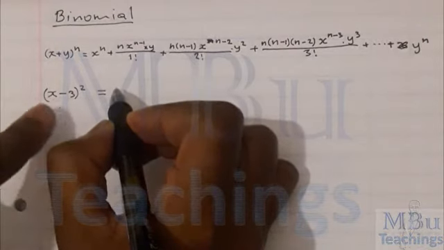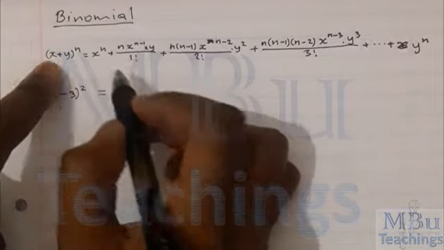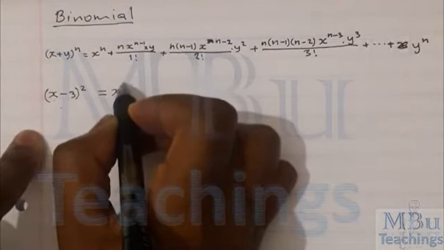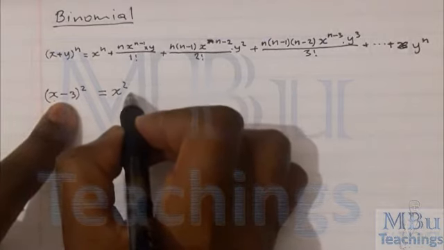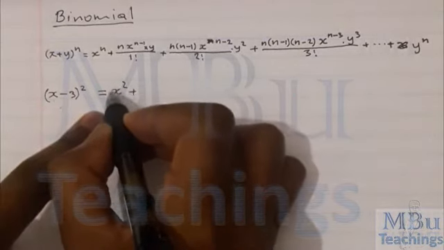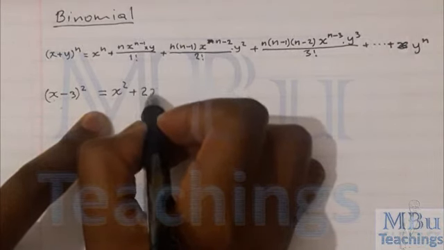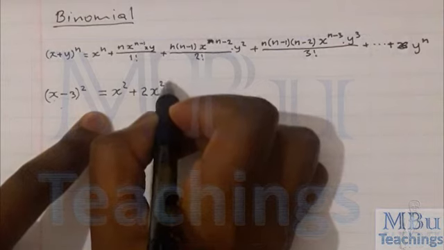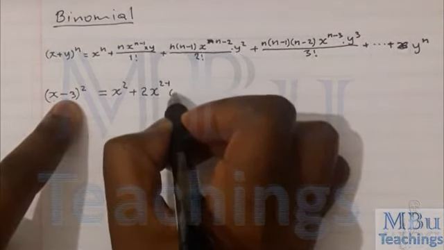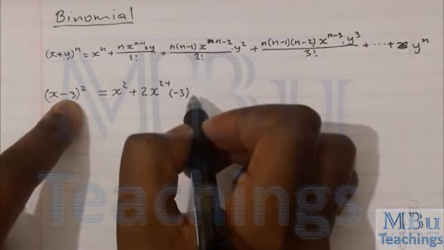So step number 1, you raise your first term by the exponent. So the exponent is 2. Next, you have plus. Drop that, you have 2x to 2 minus 1 times negative 3. Introduce this one now.